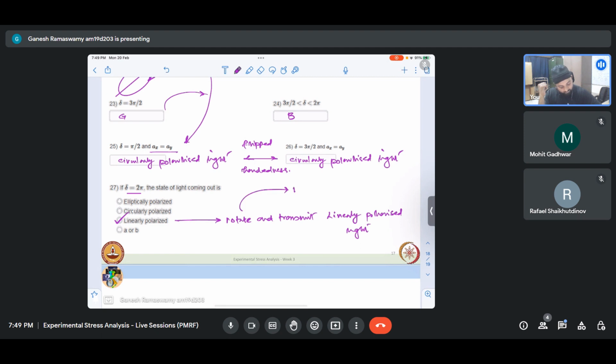This is true for half wave plates. So yes, this will be linearly polarized.